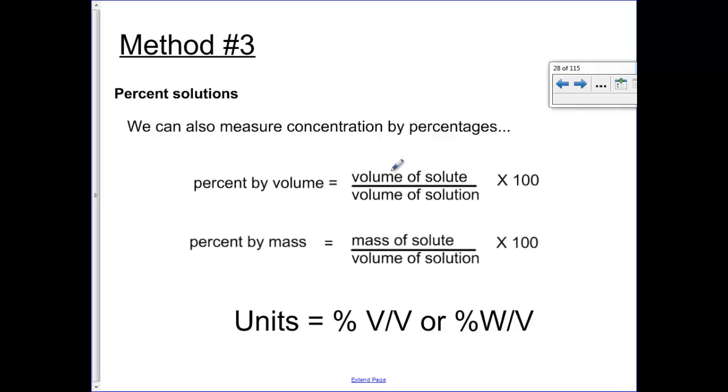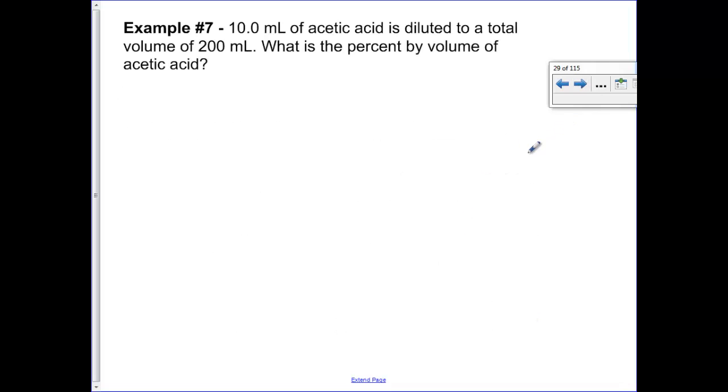If you want to do volume by percentage, you take the volume of the solute, divide by the volume of the solution, and times by 100. Or if it's percent by mass, you take the mass of solute over the volume of solution times 100. The formula may seem a little confusing to start with, but I promise it's not that tough. The way we usually write it as a percentage is either V over V or W over V. So let me just show you an example.